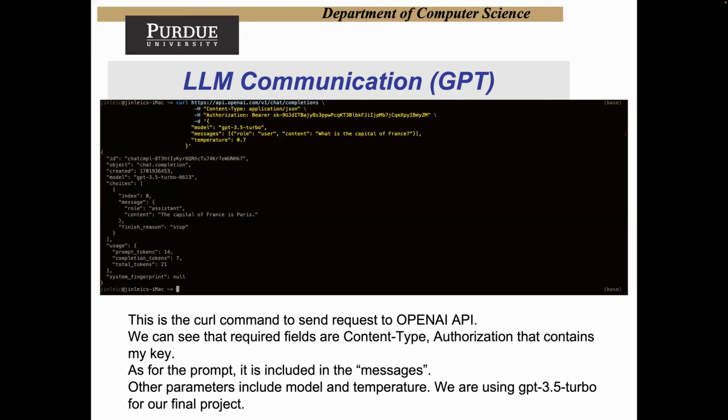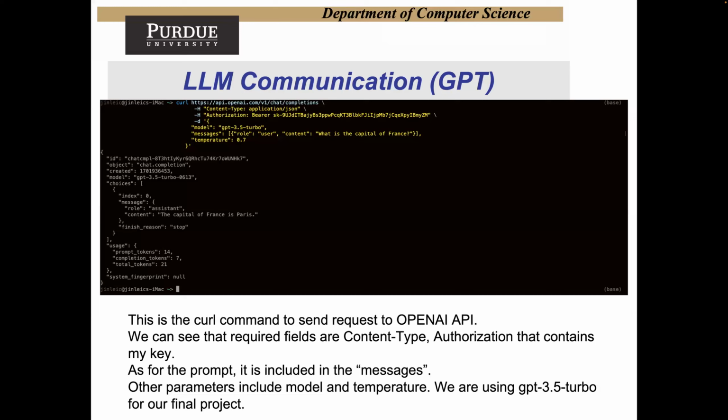You can see that the return content is included in the choices, the message, and the content. It says the capital of France is Paris. Actually, this back and forth interaction is very quick. It usually took less than 1 second. And the other parameters include model and temperature. In this final project, we are using GPT 3.5 Turbo.